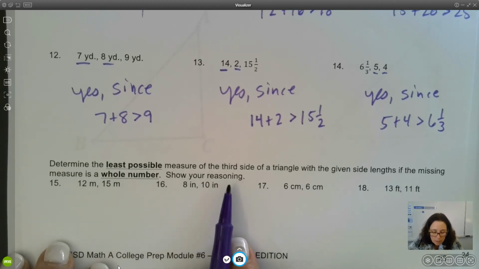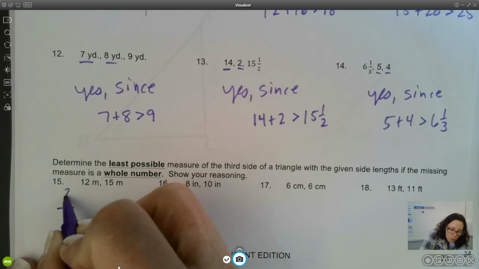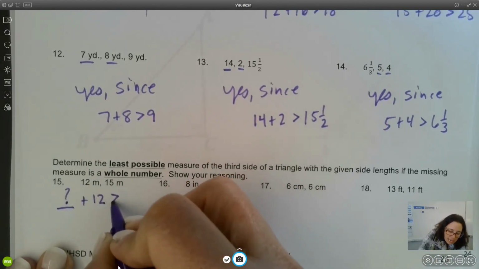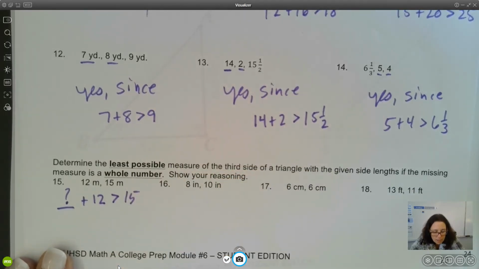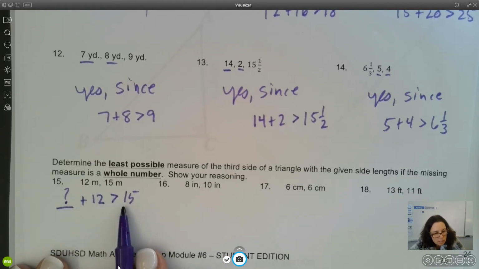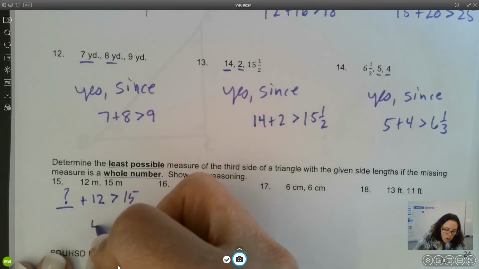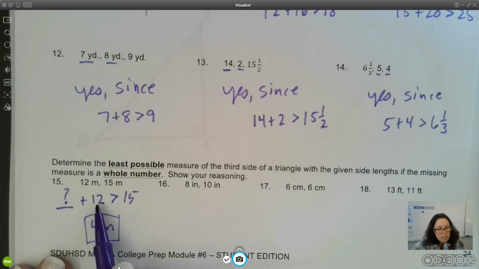Show your reasoning. Okay, so we're looking for the smallest. We're looking for what this needs to be if you add 12 to it, and it has to be bigger than 15. Okay, so let's think about that. If I put a 3 in there, I'm equal, so I need to go one more than that. So 4 meters. Let's think about that. 4 plus 12 is 16. That's bigger than 15.